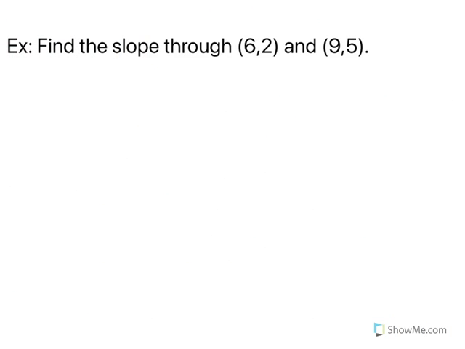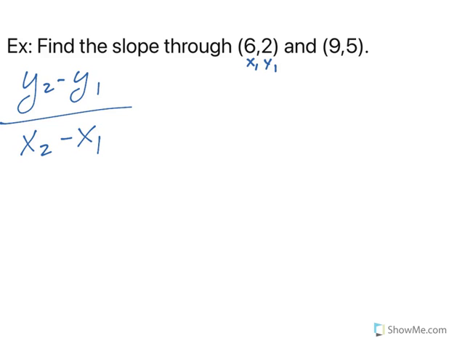All right, so now let's do it without a graph, just given 2 points. So we're going to find the slope through (6, 2) and (9, 5). So we're going to use y2 minus y1 over x2 minus x1. Okay, so x1, y1, x2, y2. I'm a big fan of labeling things. I want to be able to see what I'm working on.